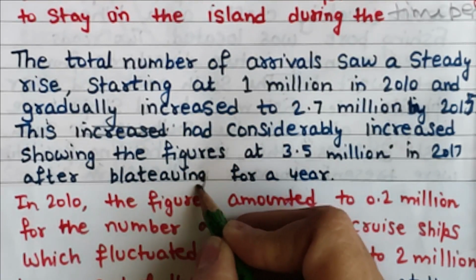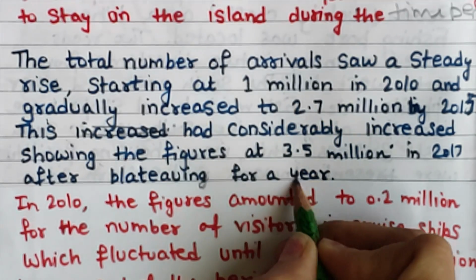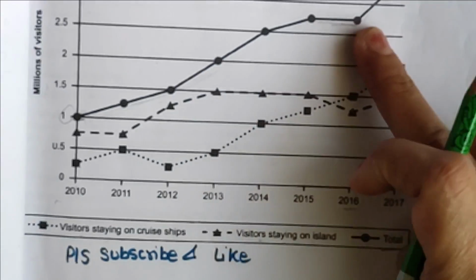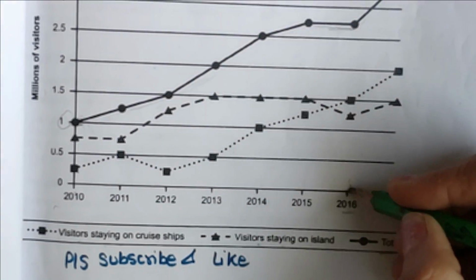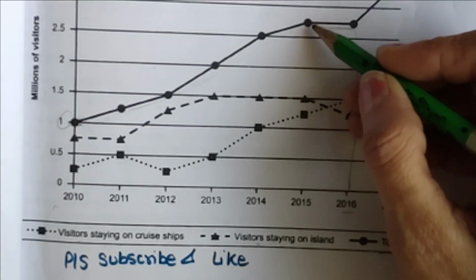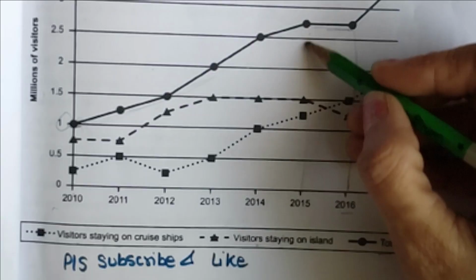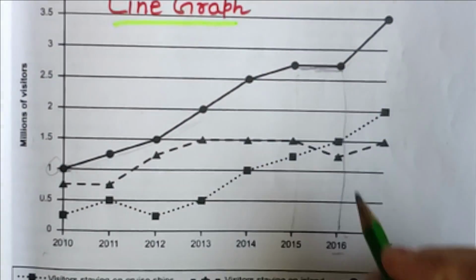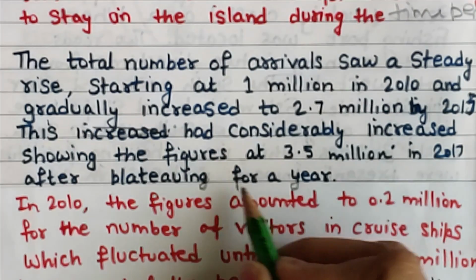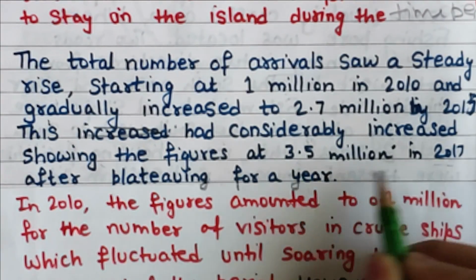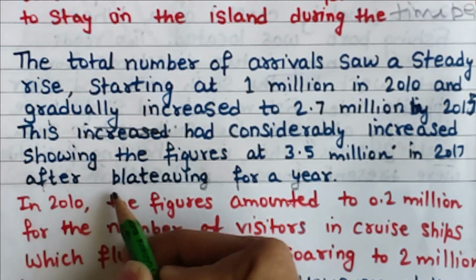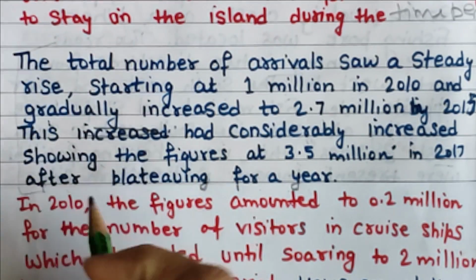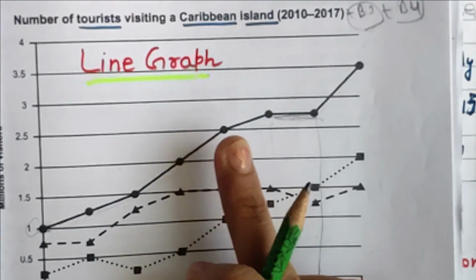After this word, I have used plateaued for a year. So in 1 year it was plateaued. You can see this in 2016. In 2015 it was like that, but in 2016 in 1 year it was plateaued, means it was stable. So that I have written in 2017 after plateauing for a year. Okay, so this is the complete explanation about the first line.